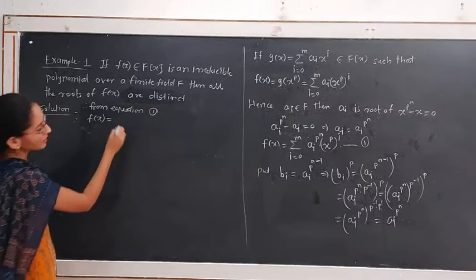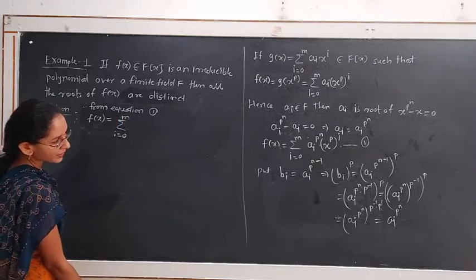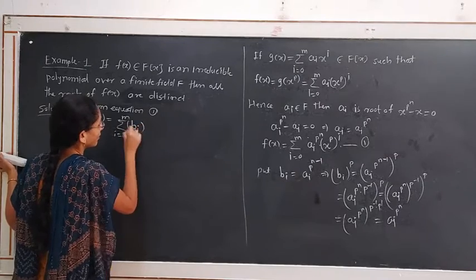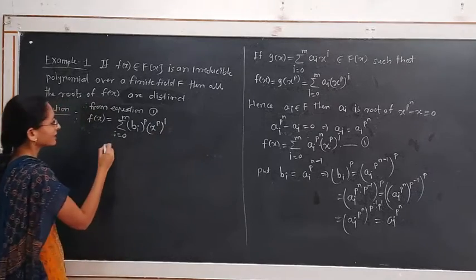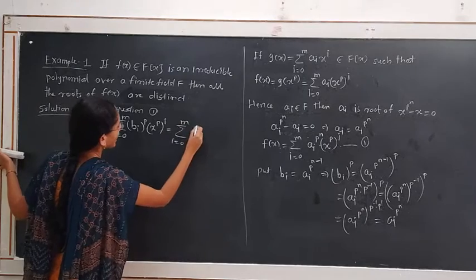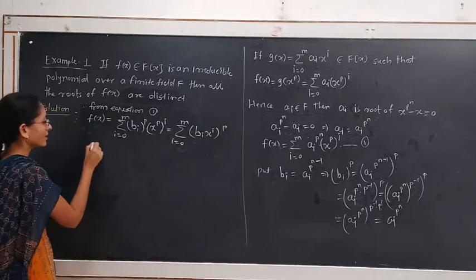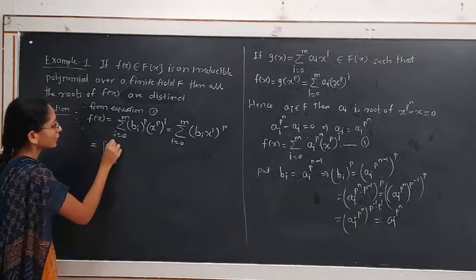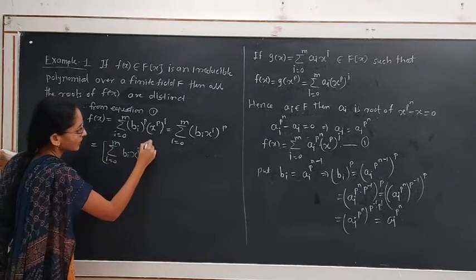Therefore, from equation 1, f(x) is equal to summation i equal to 0 to m of ai raised to p raised to n, which is replaced by bi raised to p, into x raised to p raised to i. This is nothing but summation i equal to 0 to m of bi into x raised to i, raised to p, equal to the sum i equal to 0 to m of bi x raised to i, whole power p.